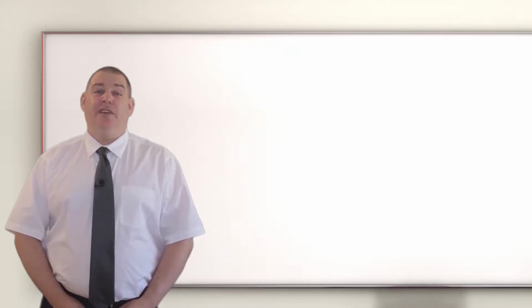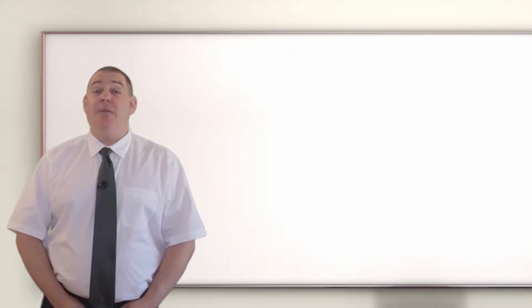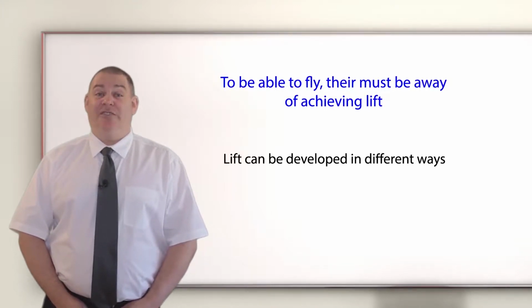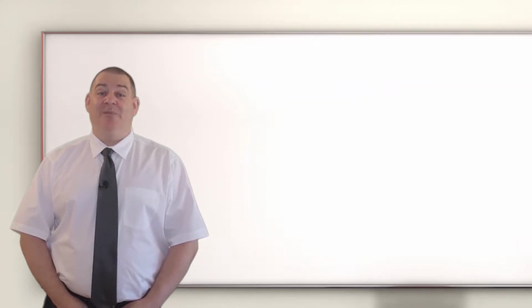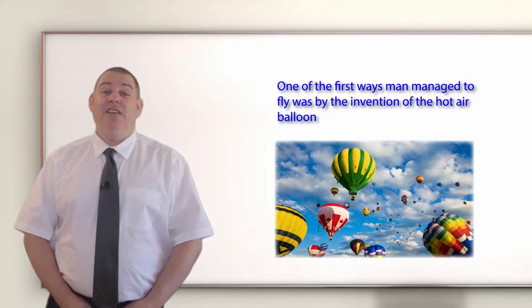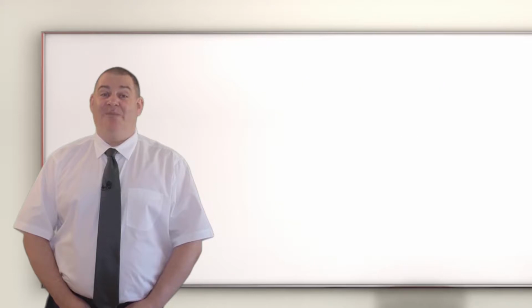So how does something so large and heavy like an airplane manage to fly? To be able to fly, there must be a way of achieving lift. Lift can be developed in different ways. One of the first ways man managed to fly was by the invention of the hot air balloon. The lift needed to make the balloon fly is created by using hot air.